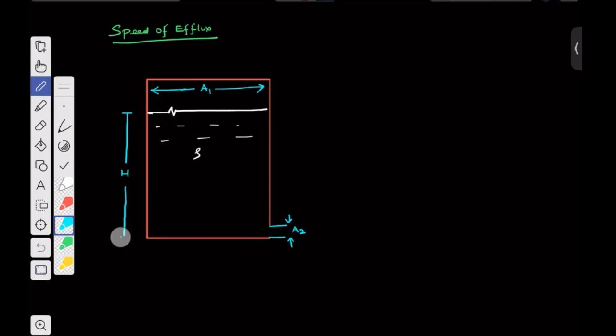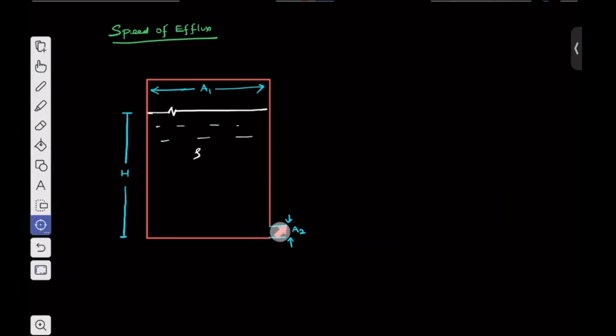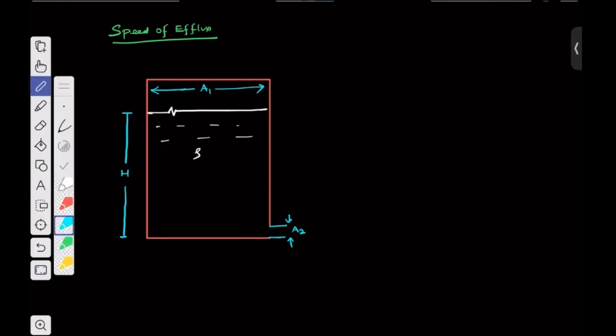And the moment we open this opening, which has cross section area A2, the water or that fluid will come out of that opening with some speed. Whatever speed it comes out with, that speed is called the speed of efflux, and we can determine it using Bernoulli's principle. Suppose the velocity with which the water comes out of this opening is V2, so the water level must also be falling, or not?